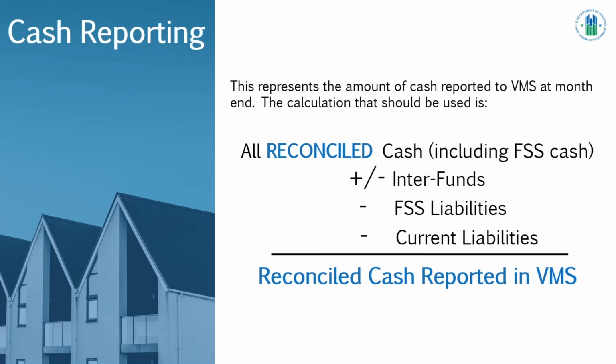One tip to think about: you must have enough cash to cover any restricted net position. This is one of the main reasons HUD is asking for this cash to be reported in VMS in this manner. They want to make sure that we're only using HAP funds for HAP money. And this is a way to reconcile any cash that should be attributable to RNP, so the Housing Authority has enough cash to cover that restricted net position balance.